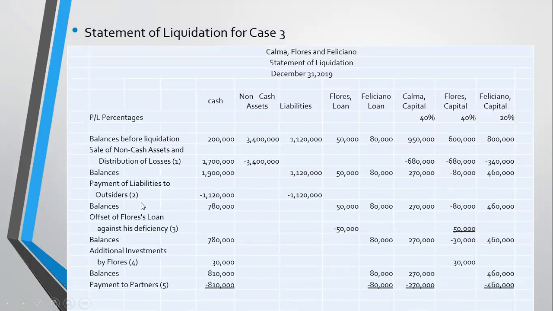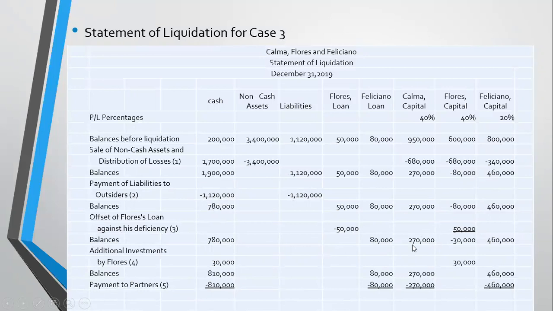So, what will we do about that? Later, when we eliminate it. Okay? But before we eliminate that, again, we have to pay the liabilities to outsiders. So, let us first pay the liabilities, 1,120,000. There, settled. Get the balances and exercise the right of offset for Flores's loan against his deficiency. Right, he has a loan of 50,000. Let us remove this from his capital deficiency and then get the balances. Now we have 780,000. So, he no longer has a loan because we have offset it.